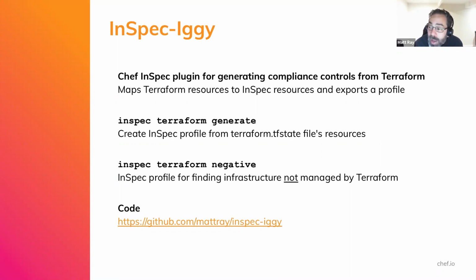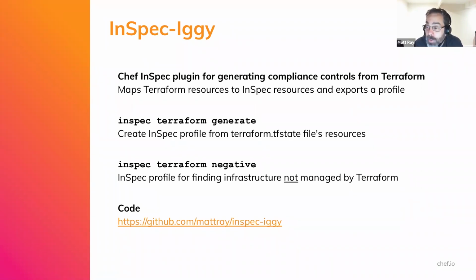What Terraform Negative does is you pass the TF state file, and it's going to find everything in your VPC that is not managed by Terraform. And this is useful in the case where everything in your infrastructure is managed from Terraform, and you want to find anything that has drifted or been added to your VPC.